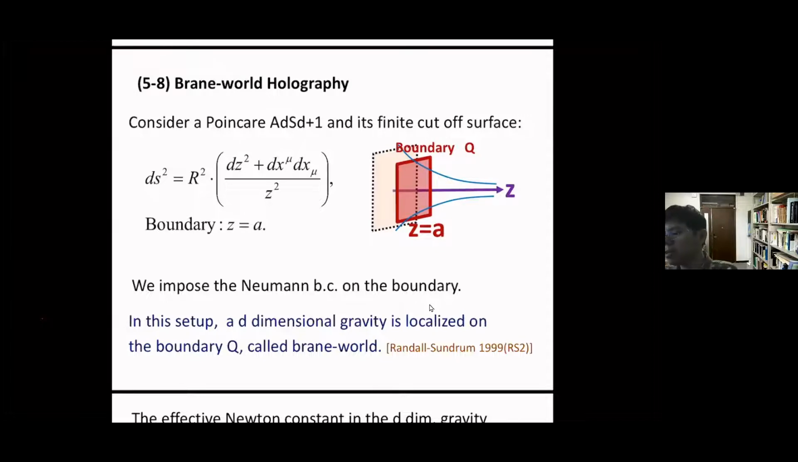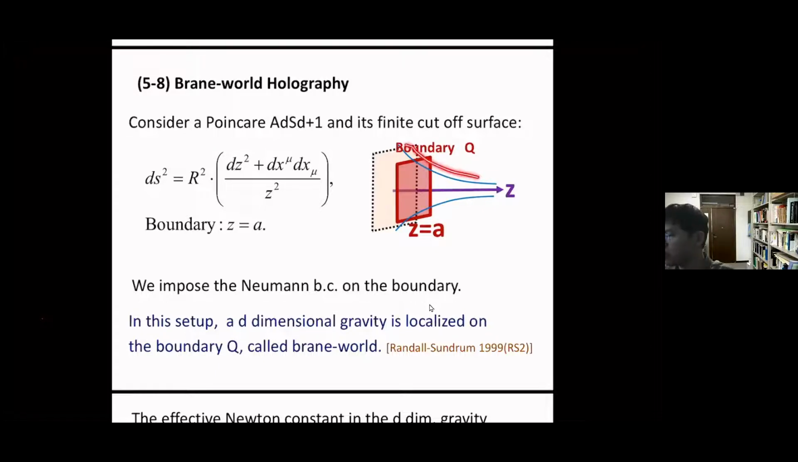But normal AdS/CFT relates a conformal field theory to AdS gravity, and on the CFT side there is no gravity at all. Gravity is decoupled. But anyway, if we want to include gravity on the CFT side, then we have to do something called brane-world holography. This is the thing which I just quickly review here.